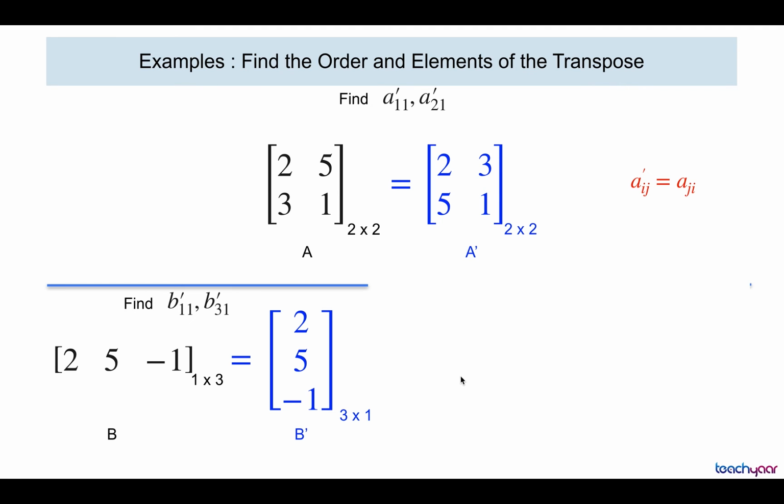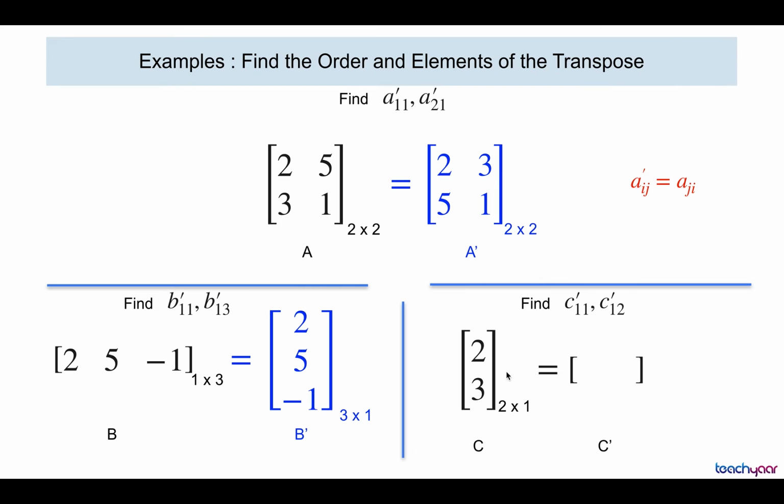Okay, so let's do one last case. In this case we start with a matrix C and we have a column matrix. So it's got 2 rows, 1 column, a 2 by 1 matrix. Find C bar. Now let's do it in one shot. So first find the order. What's the order? 2 by 1 is C, so C bar is 1 by 2. So that's good. What's the first element? The first element is always very simple. 1 1, flip it, it's 1 1. So C bar 1 1 is C 1 1, which is 2. And C bar 1 2 is C 2 1, which is 3.